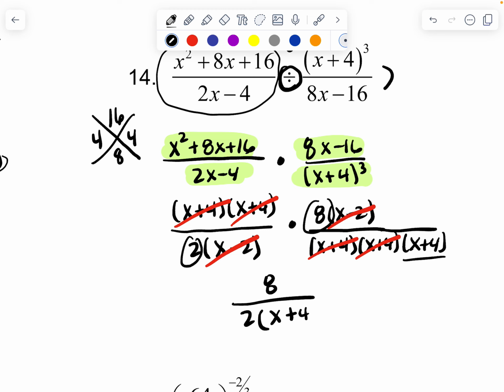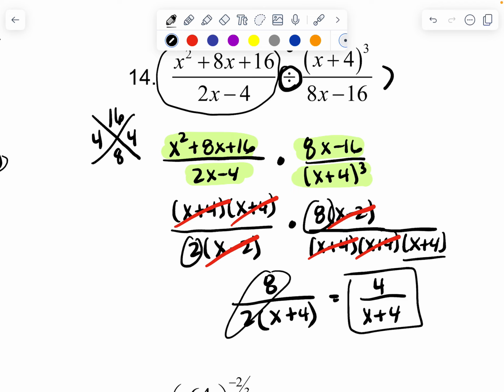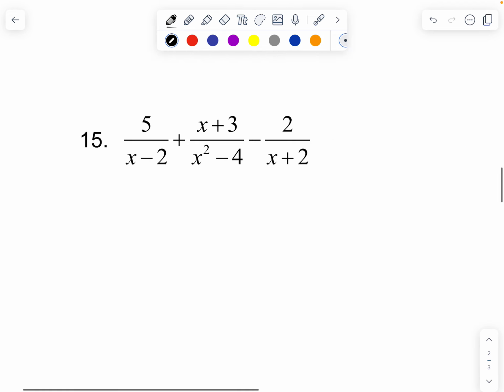But you guys, can I go further? Check this out. What's 8 divided by 2? That's 4. So this is 4 over x plus 4. Okay? All right, we're almost there. Number 15. We're adding and subtracting, which means we need a common denominator.